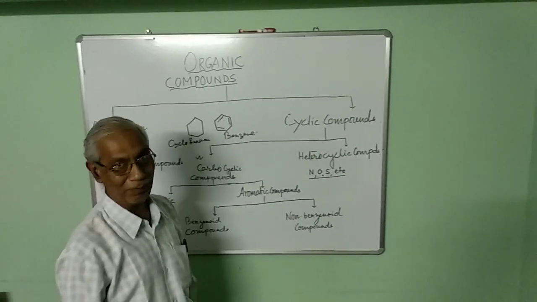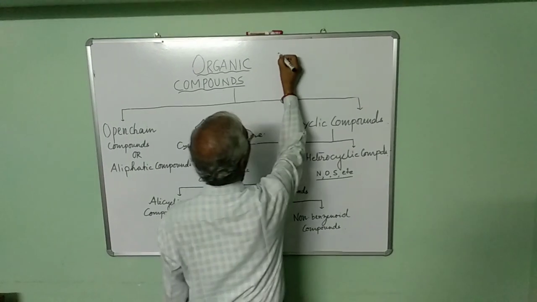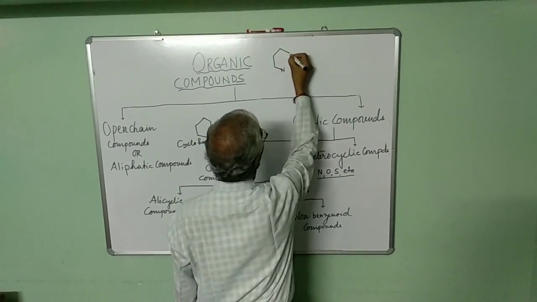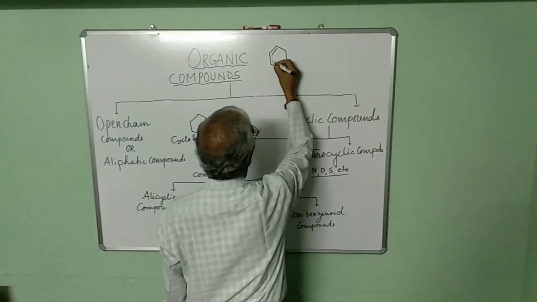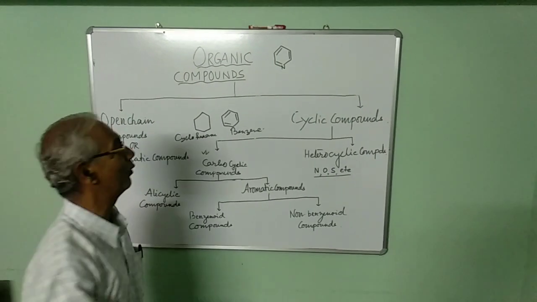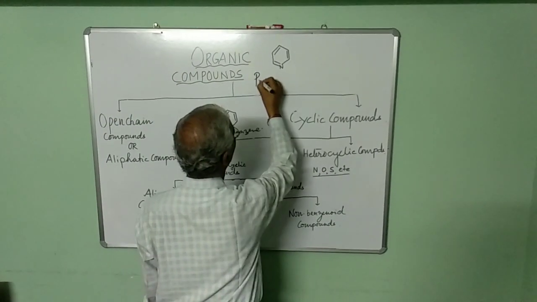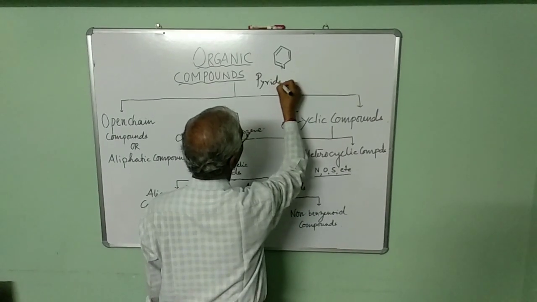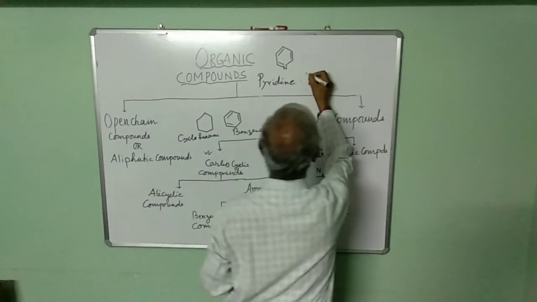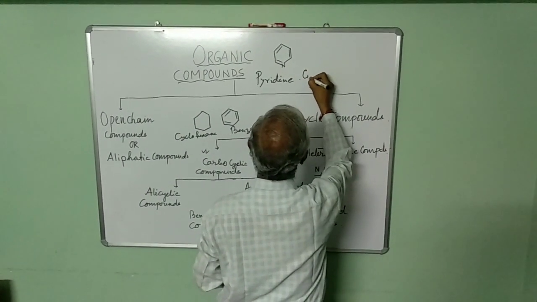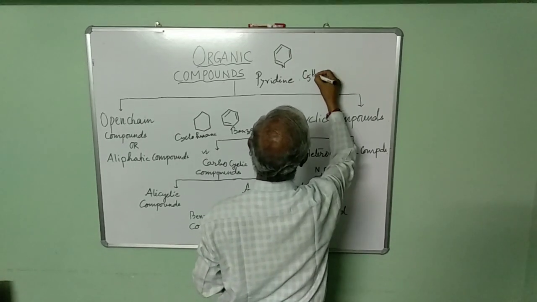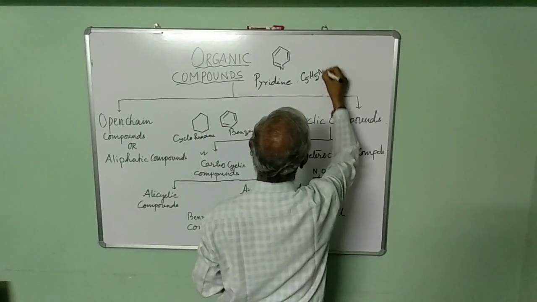In case of heterocyclic compound, the example I am giving you, here is nitrogen, so it is one example of heterocyclic compound. The name will be pyridine. So the formula you can easily find out: C5, 1 2 3 4 5, H5N. It is pyridine.